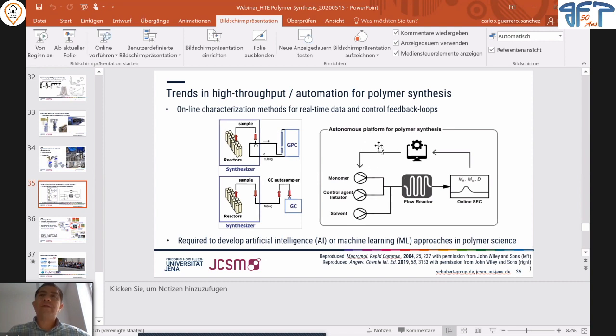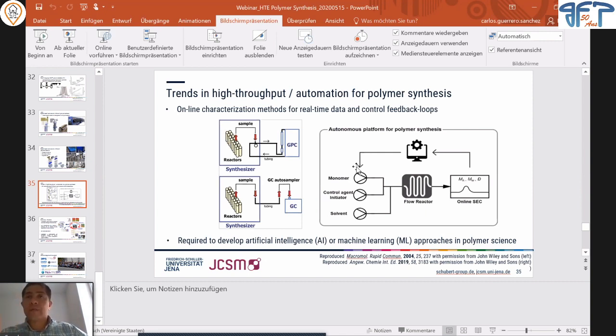For instance, Tanya Jonkers in Monash, with this flow reactor, basically they type in the molar mass of the monomer they would like to have. In this case, it's a homopolymer. It's a nice example, but of course we still have to work on more complex architectures or molecules.